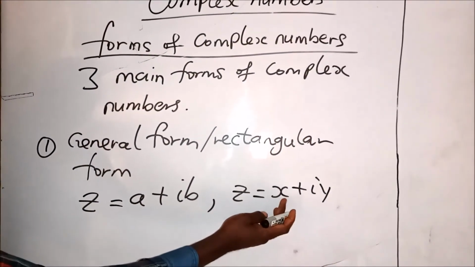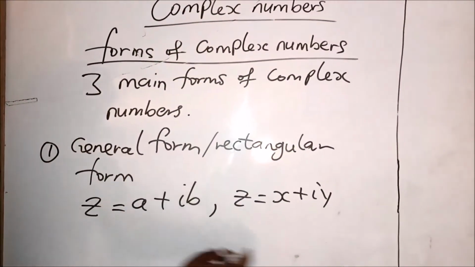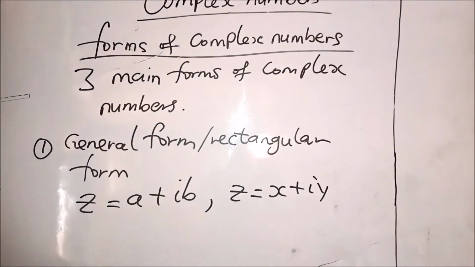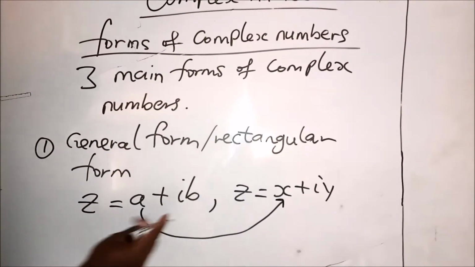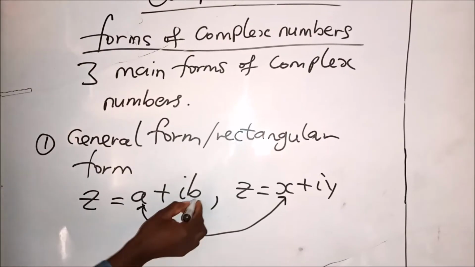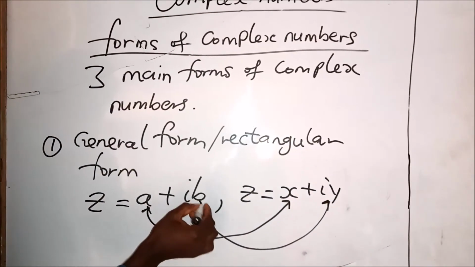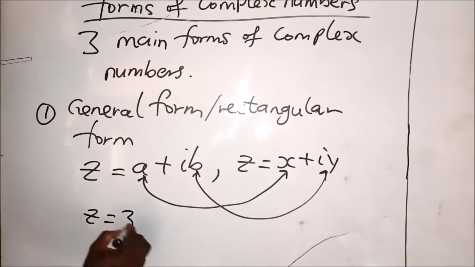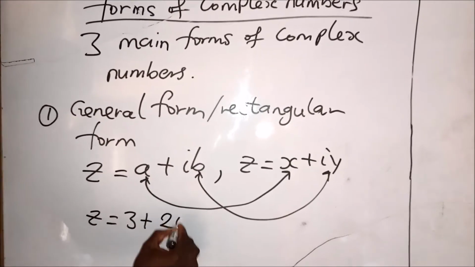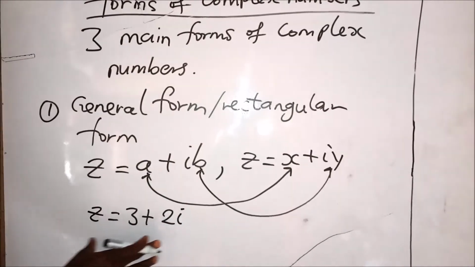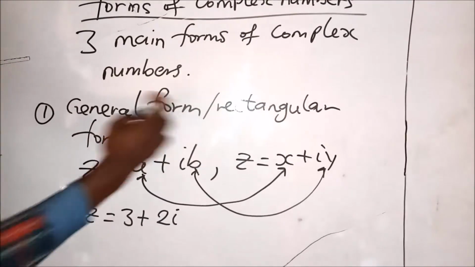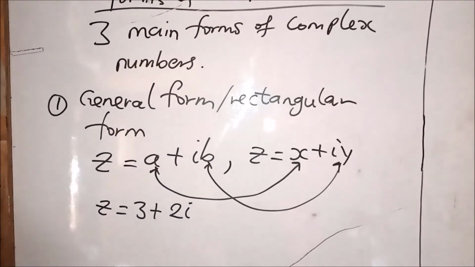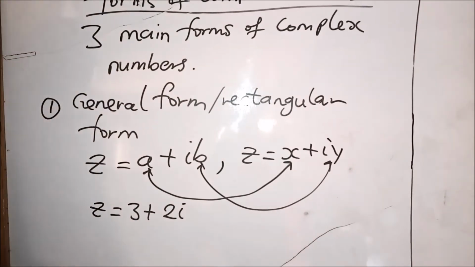They are all letters. So x and a are the same, b and y are the same, just to show that this is the real part, while this serves as the imaginary part. So whenever we have z equal to something like 3 plus 2i, that is a complex number in general form, or you say a complex number in rectangular form.